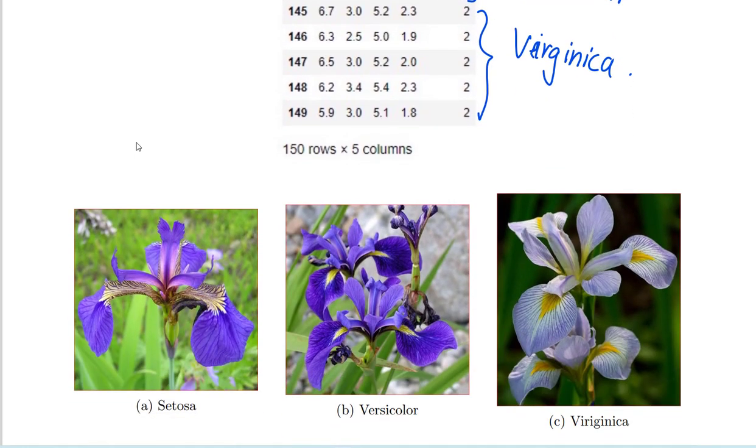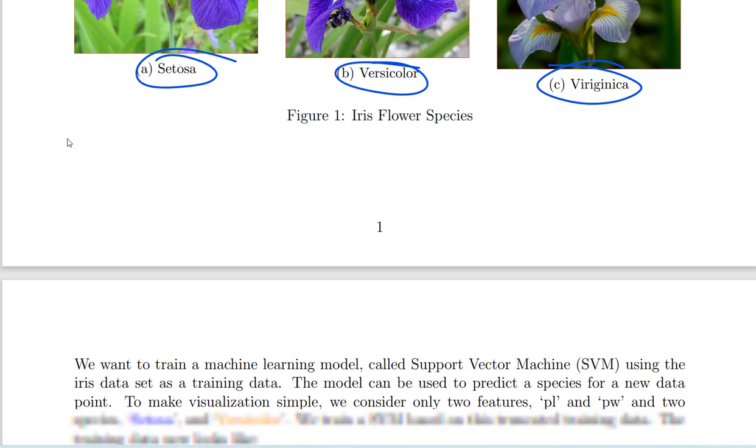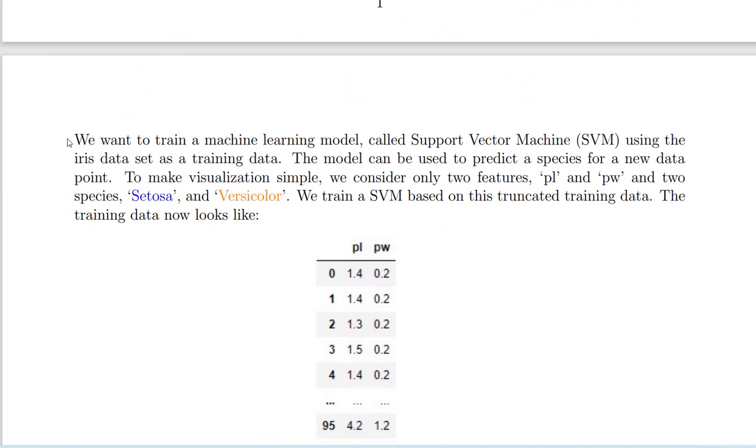I imported these pictures from Google: Setosa, Versicolor and Virginica. So my goal is to train a support vector machine to this training data set, as well as to visualize, to see in graphs what is going on behind this model.